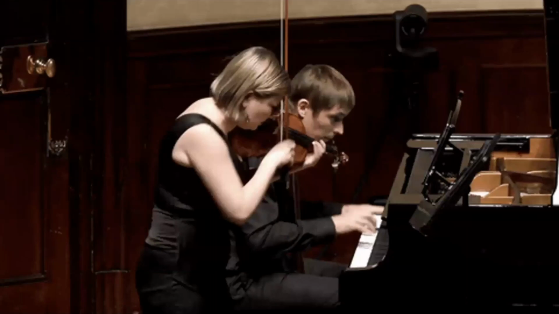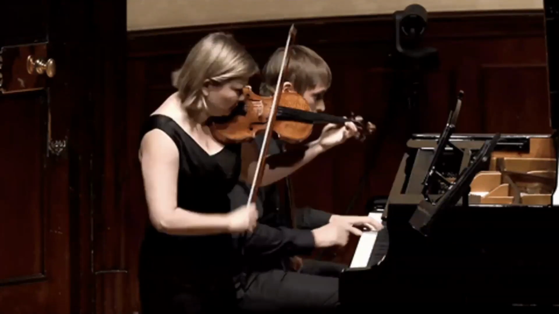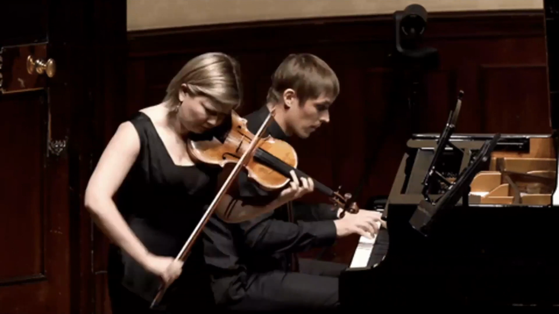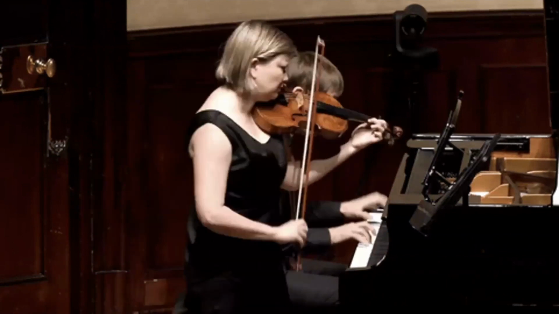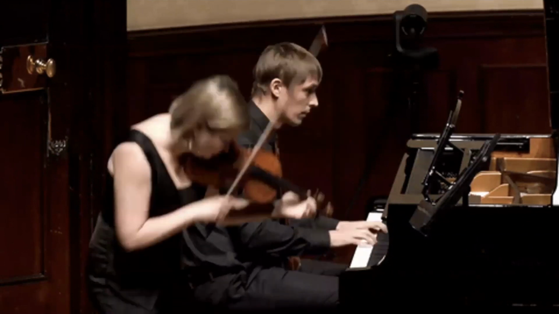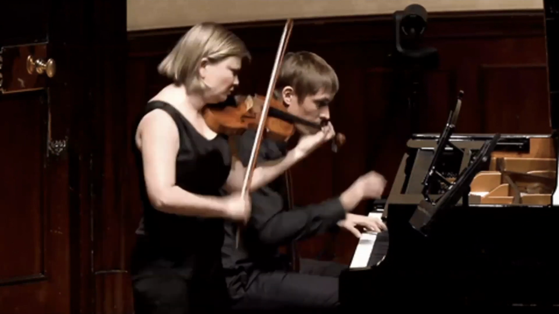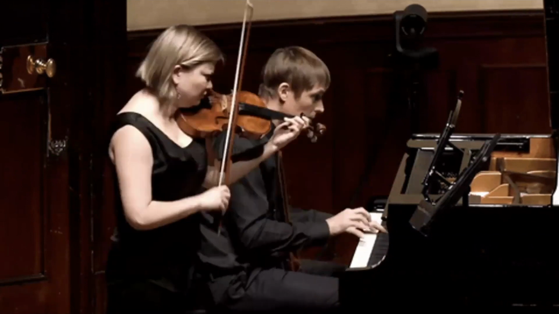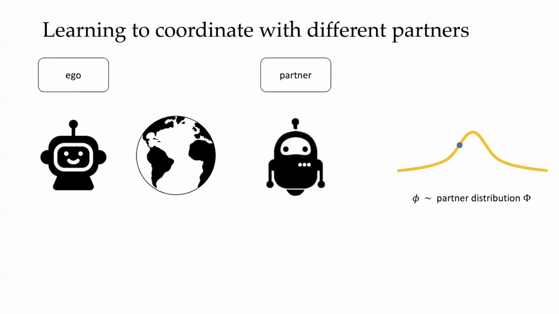For example, when we want to move furniture with friends, or if two musicians want to coordinate together on playing a duet. Even just coordinating with the same partner can be difficult, but oftentimes we actually want to work with different partners. We don't just want an AI agent that can work with one user, but rather can adapt to many different users. So the goal of our work is to study the framework of coordinating with different partners.